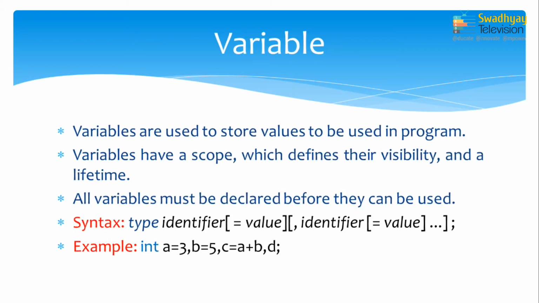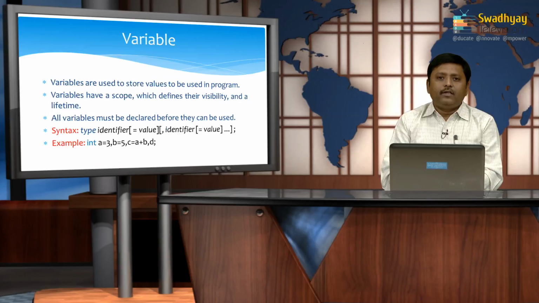For example, if block, for loop block, main method block, and class block. So, we can say generally variable scope is within a block, and this block is represented by curly braces, which may be of any control statement or method or class. So, this is how a variable can be used.